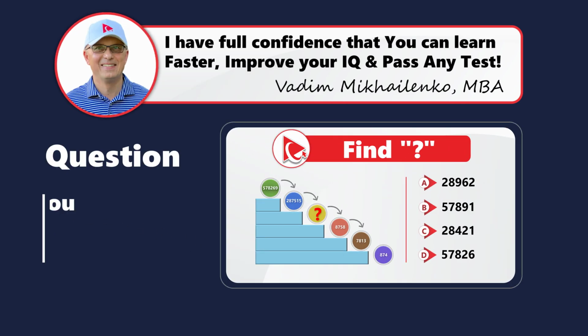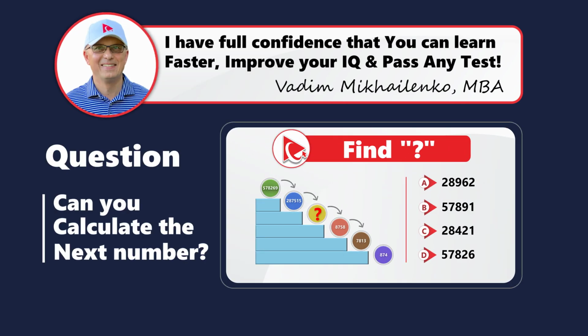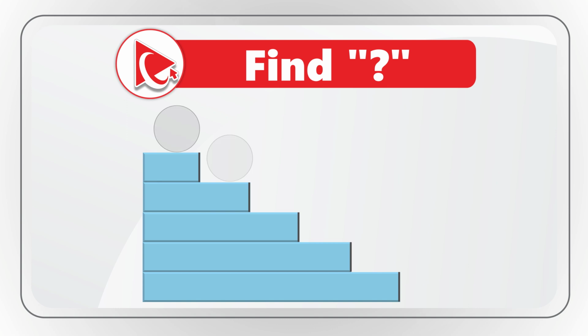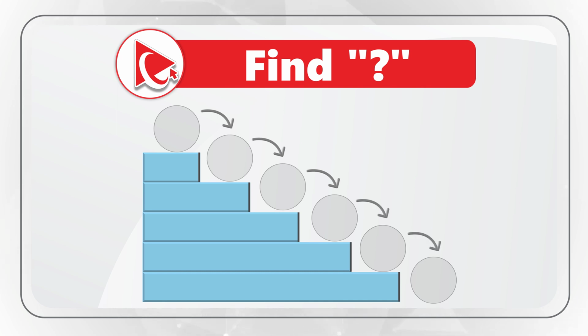I love this question because what's happening here is so unusual. We need to calculate the missing number, and we need to do it in the ball that's in the middle of the sequence. We see the ball that's rolling from the top of the stairs to the bottom of the stairs. And as it rolls, it changes the color inside and it changes the number.